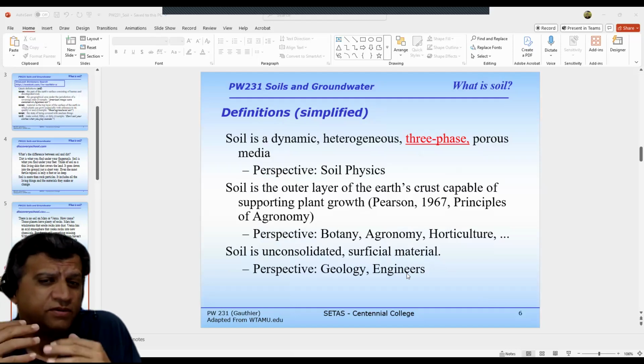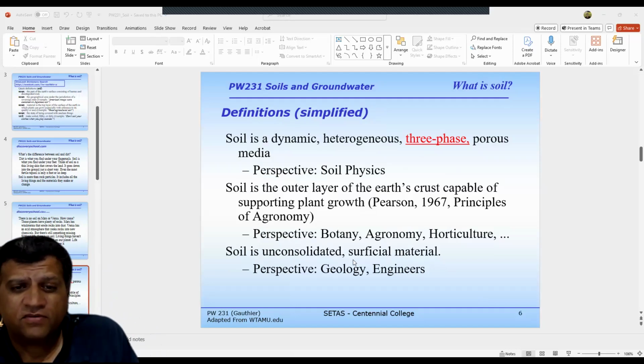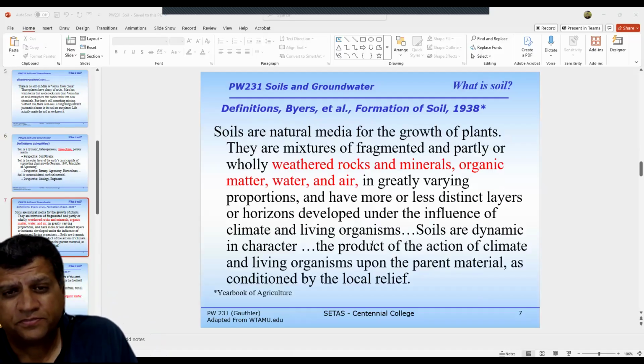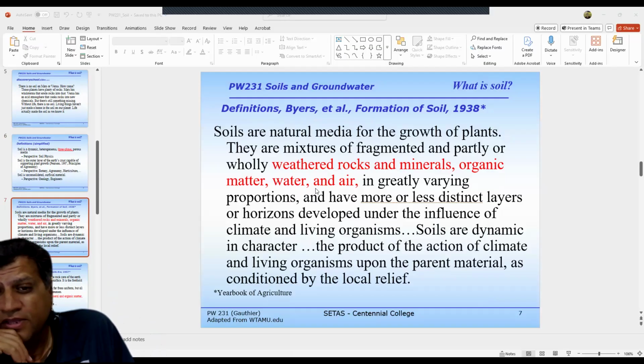When we look at it from my perspective or my courses, we're looking at soil as an unconsolidated surficial material. And this is what it consists of: weathered rocks and minerals, organic matter, water, and air. And it has different proportions.